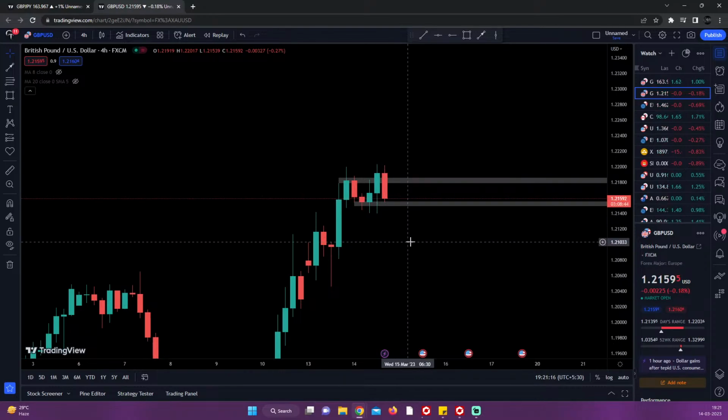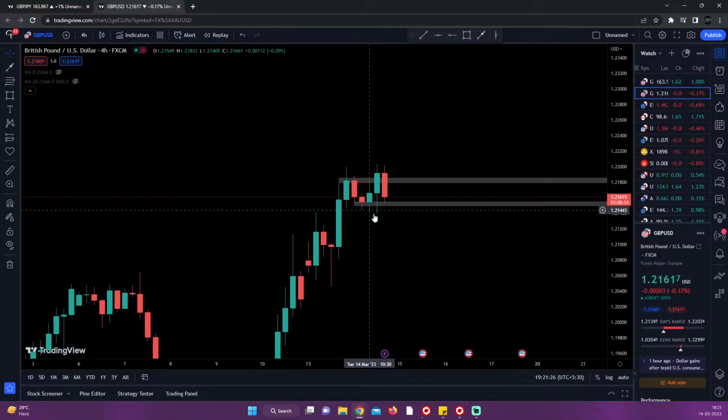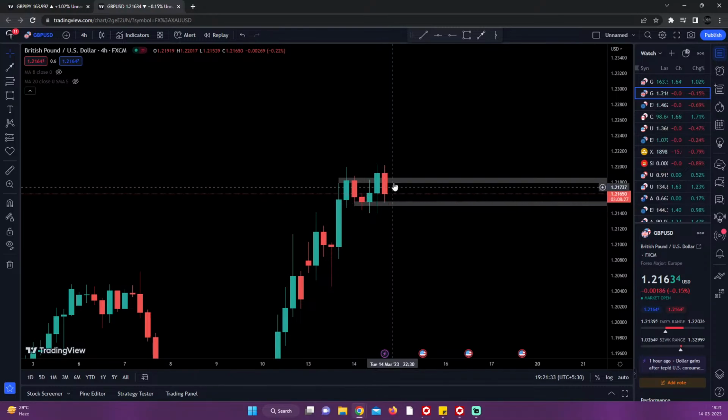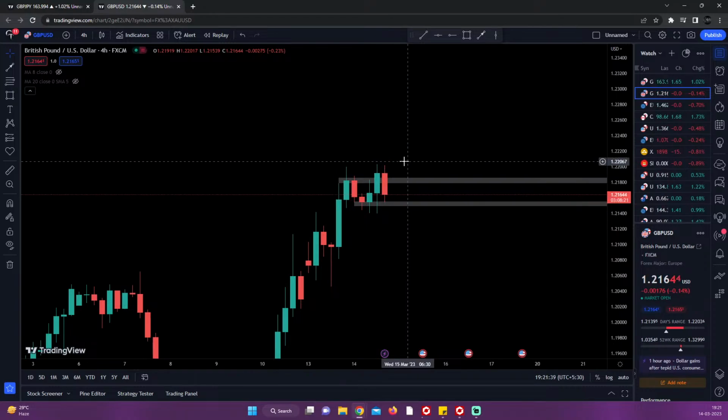But the problem is, we don't know whether the current 4-hour candle will be going all the way down by breaking all the lows over here, or whether it will be rejecting these prices and moving back up again, creating a huge wick rejection and closing back up above, right? So we don't know about that.